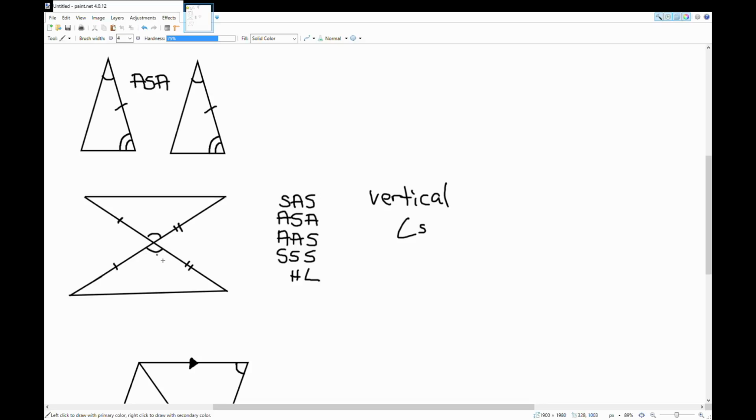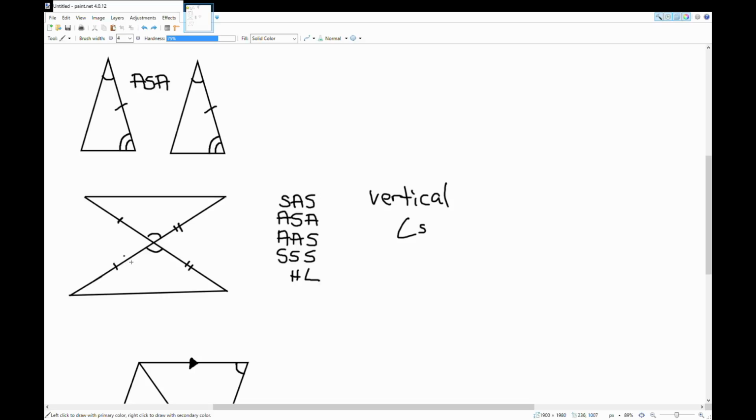Again, we don't want to start in the middle between these two, because then we'll have to skip. So let's start right here. I don't want to go this way because I'd have to skip an angle, I'd have to skip this side, and I'd have to skip another angle just to get to another congruency. We don't want to skip, so let's start here and go this way.